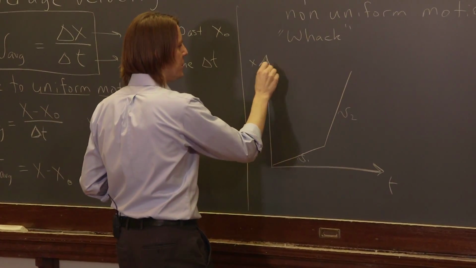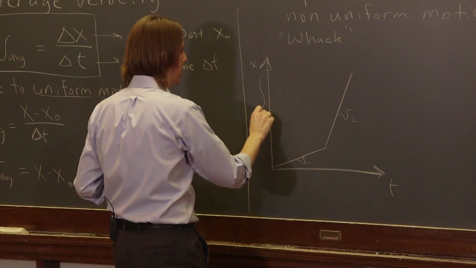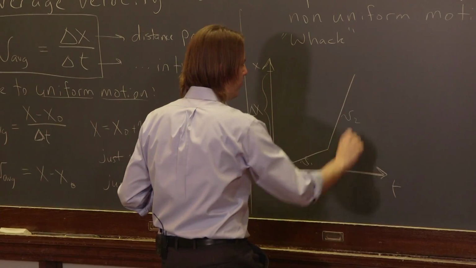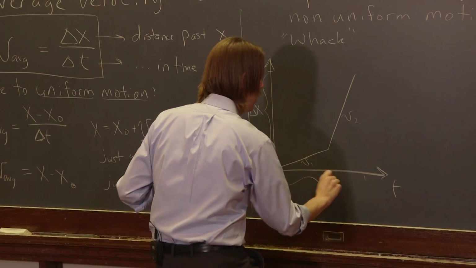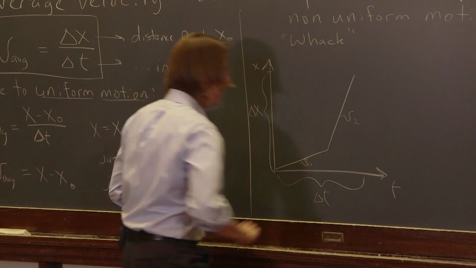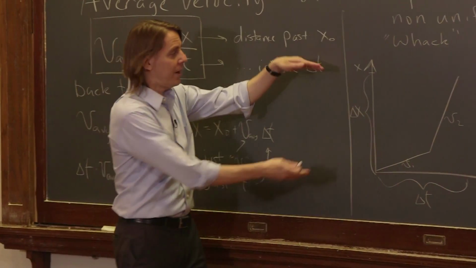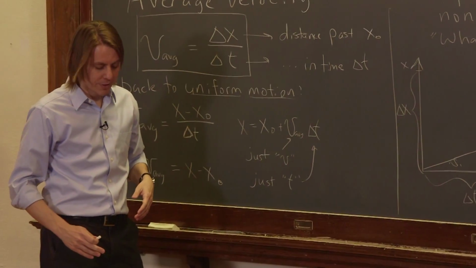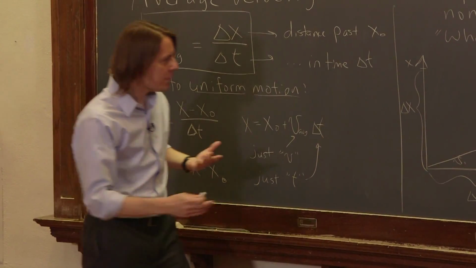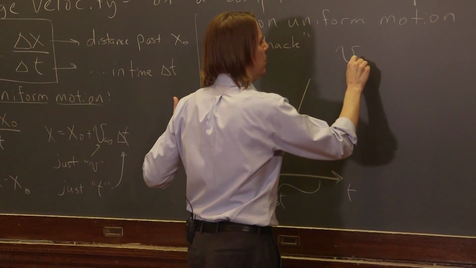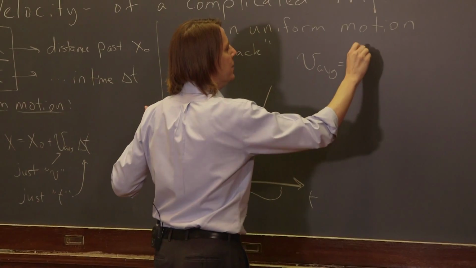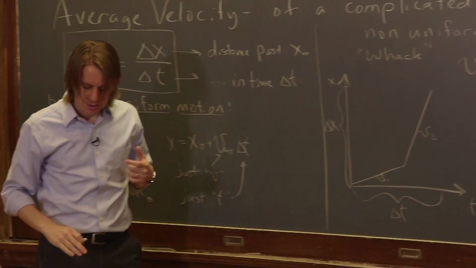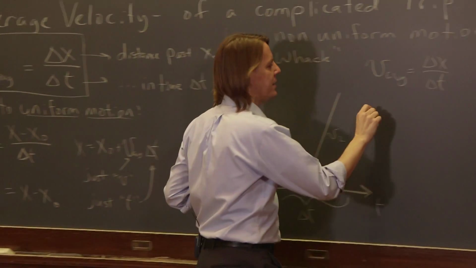You say, what is the total delta x? It's that. And what is the total delta t? It's that. You just divide the total distance it went by the total time it took it to get there. Because, as we said before, v average is delta x over delta t.